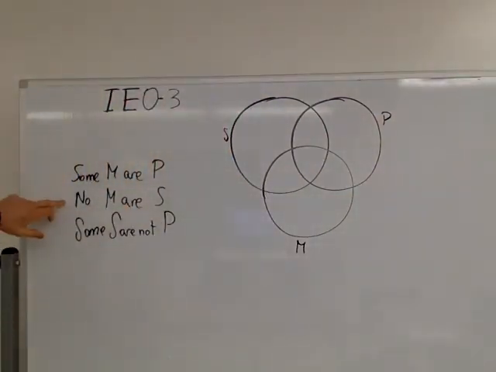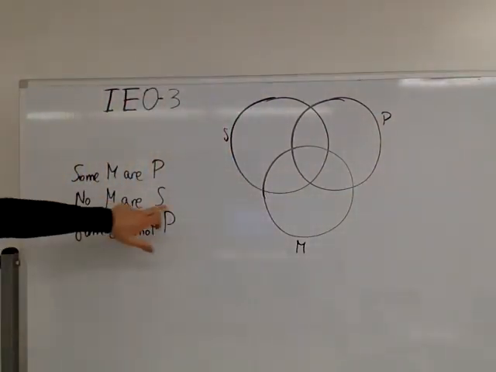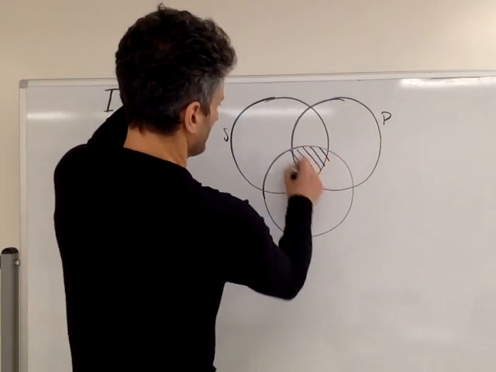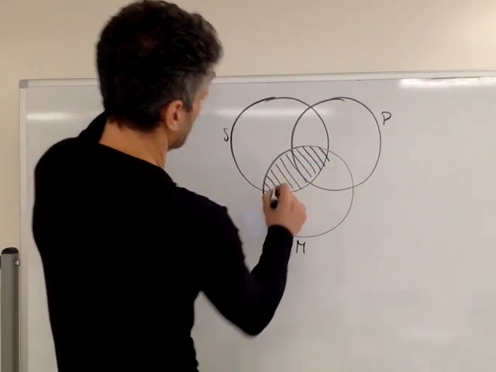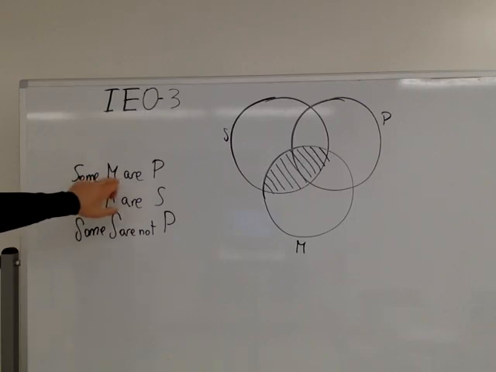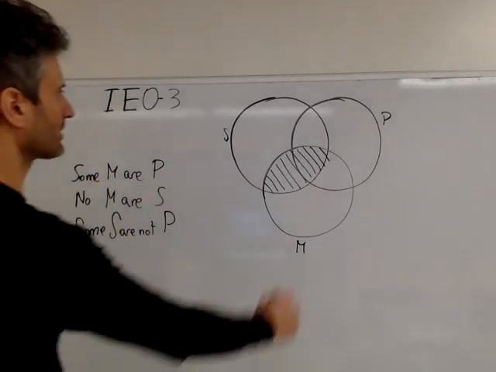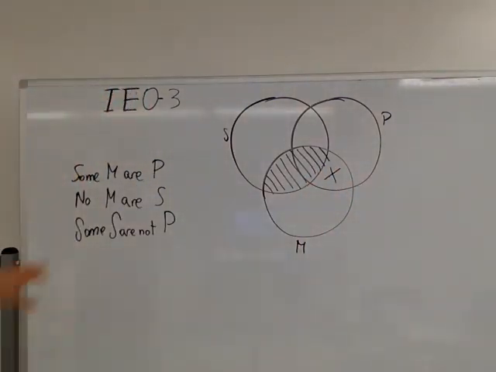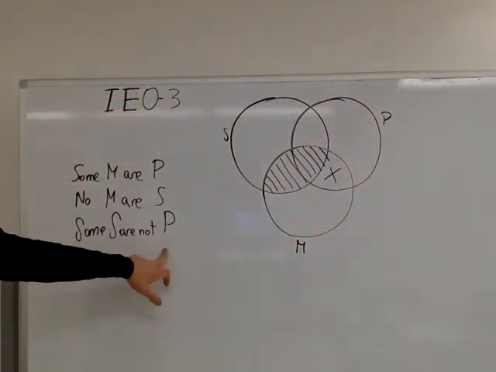So, as usual, no M are S. We shade area 2. Now, we go back here and some M are P. Some M are P. Okay, conclusion, some S are not P.